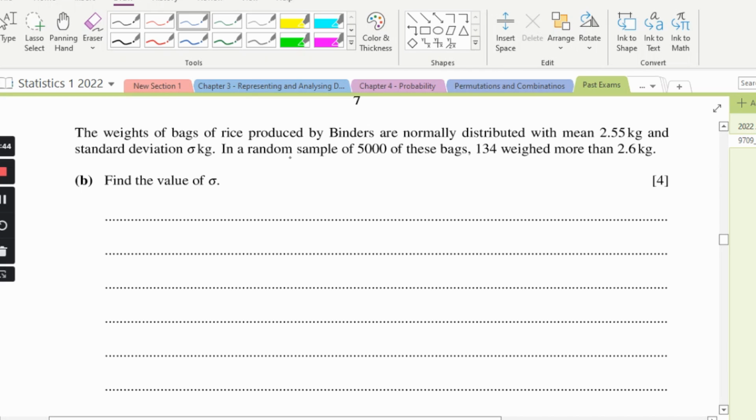The weights of bags produced by binders. Who's binders? Must be a different company or something. Normally distributed with mean of blah, standard deviation of blah, a random sample of 5,000 of these bags, 134 weighed more than 2.6. Okay, so we want to find out the percentage of them that weigh less than 2.6.